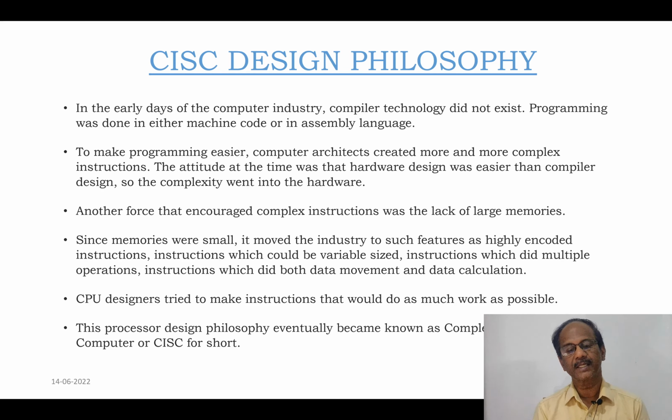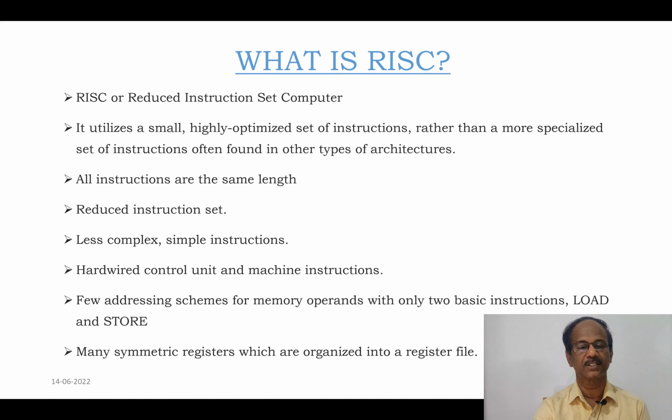Another parameter that encouraged complex instructions was the lack of large memories. We know that memories were too expensive in olden days, and therefore all computer architects tried to use minimum external memory in any system. So there also, to improve the performance, the architects tried to improve it by means of instructions only, and those instructions would try to do as much work as possible. The processor design philosophy eventually came to be known as complex instruction set computer, or in short CISC.